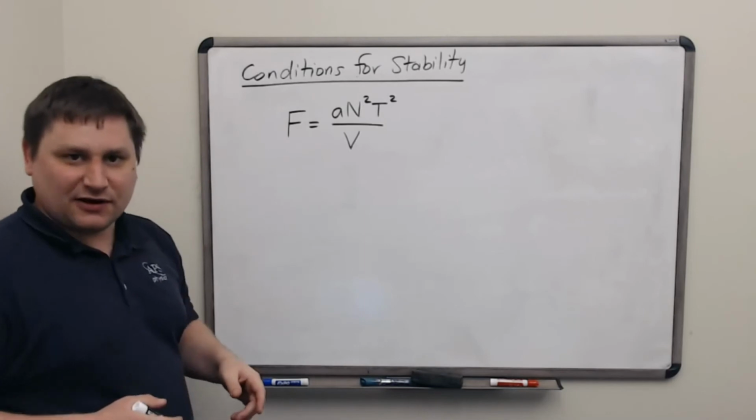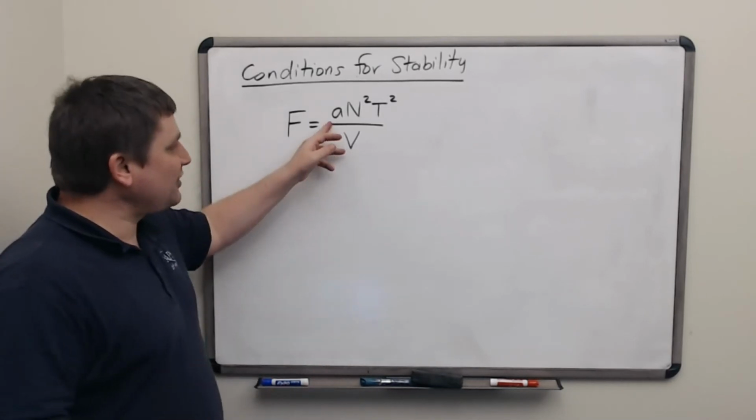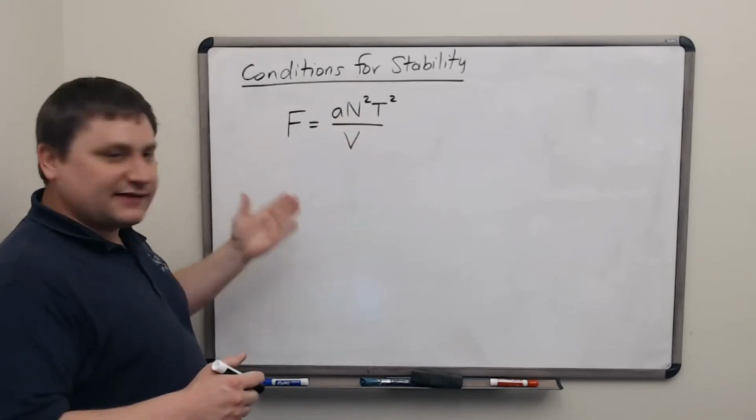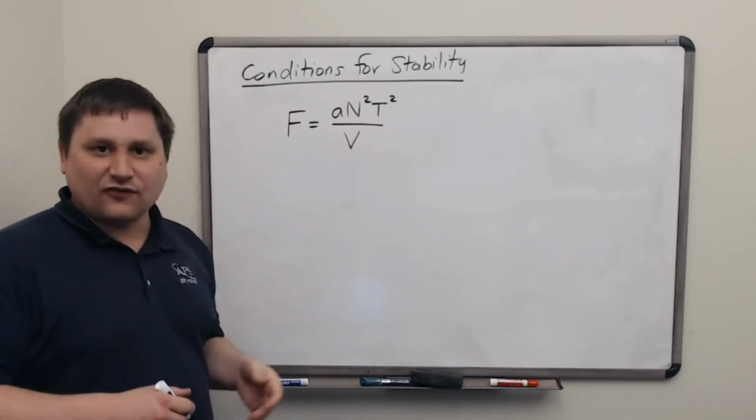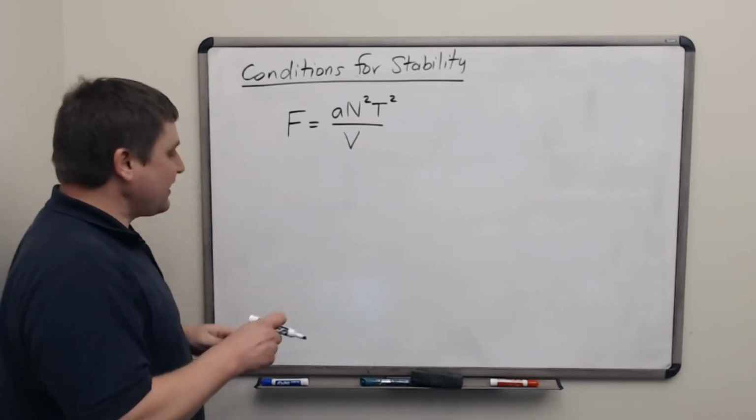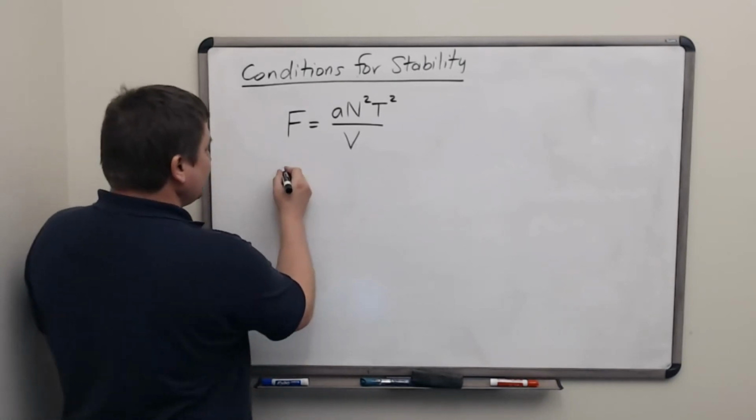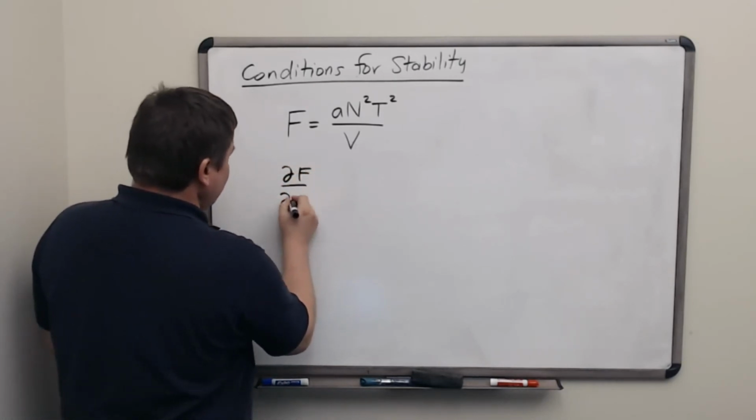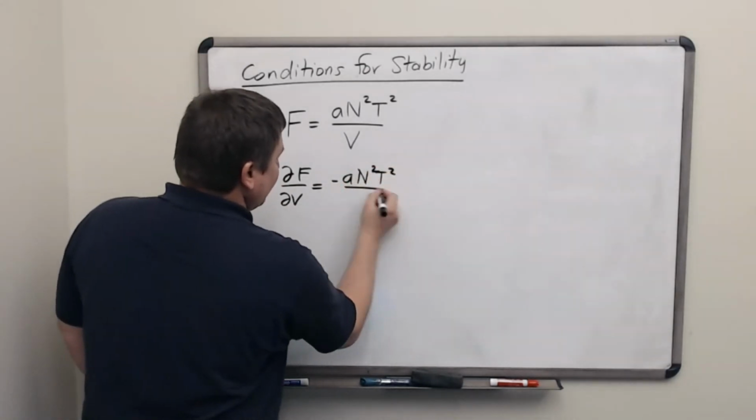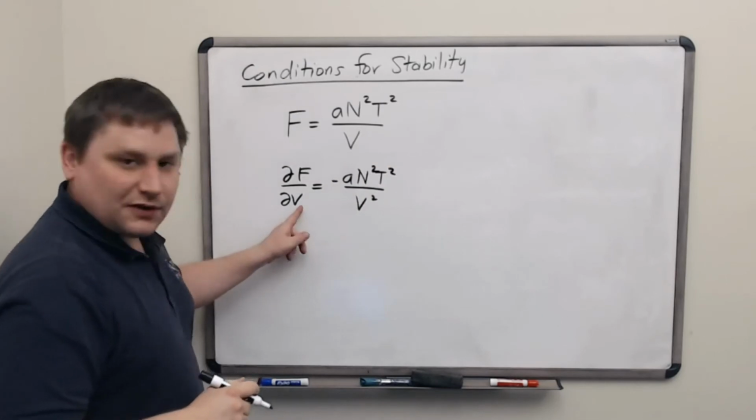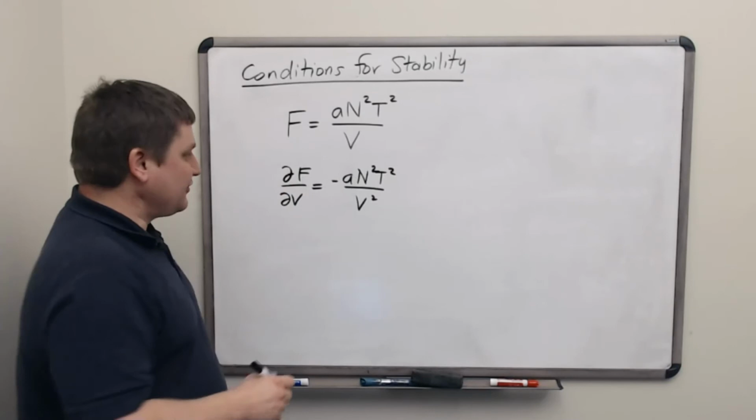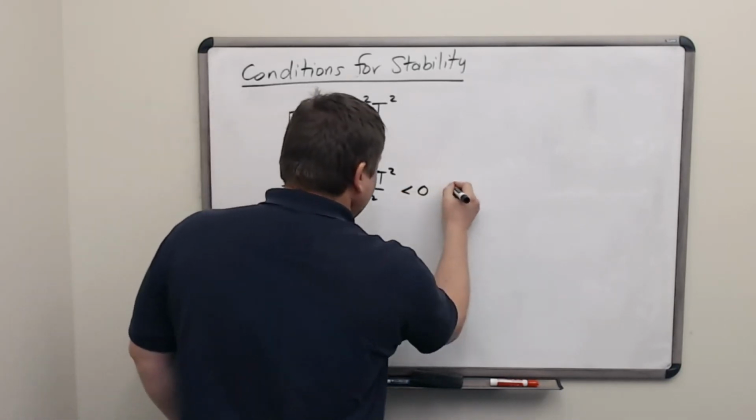Here's a nice proposed model for the Helmholtz free energy. It has one parameter, A. It's equal to A n squared T squared over V. So it's got the right scaling, it's got the right natural variables, but does it make any sensible predictions or not? Let's check. First, I'll do the derivative of F with respect to V. This gives us negative A n squared T squared over V squared. This derivative must be negative for a model to have a positive pressure. So that is less than 0, and that is good.